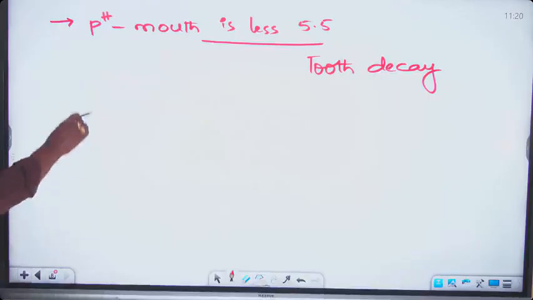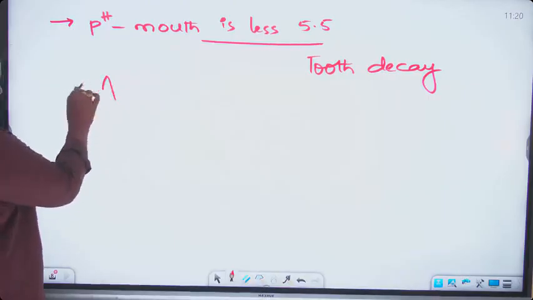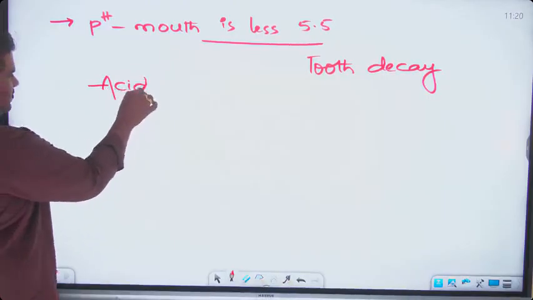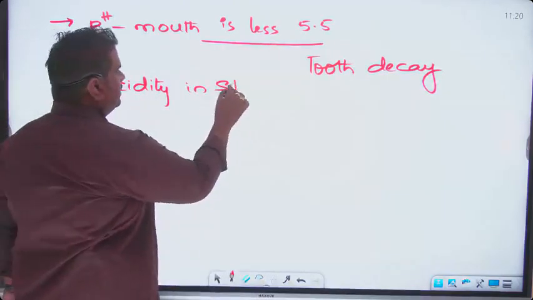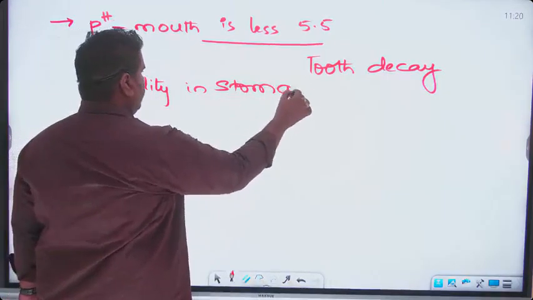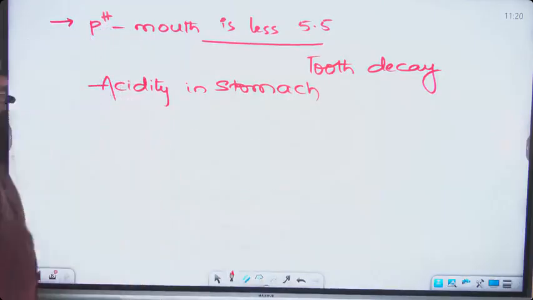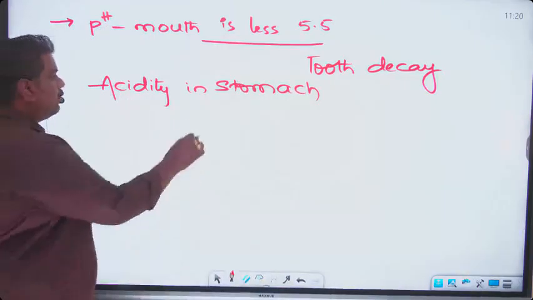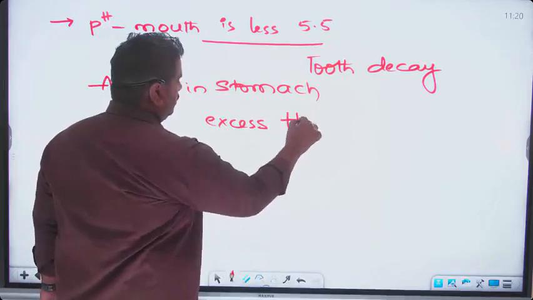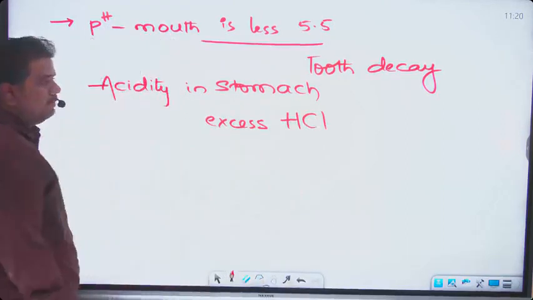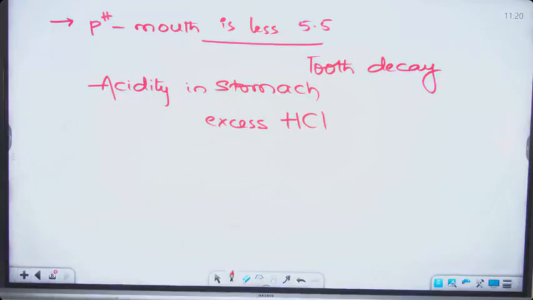At the same time, the acidity in the stomach, or write stomach acidity, which is a better term. Stomach acidity is because of excess amount of HCl. The acidity in the stomach is because of excess amount of HCl.